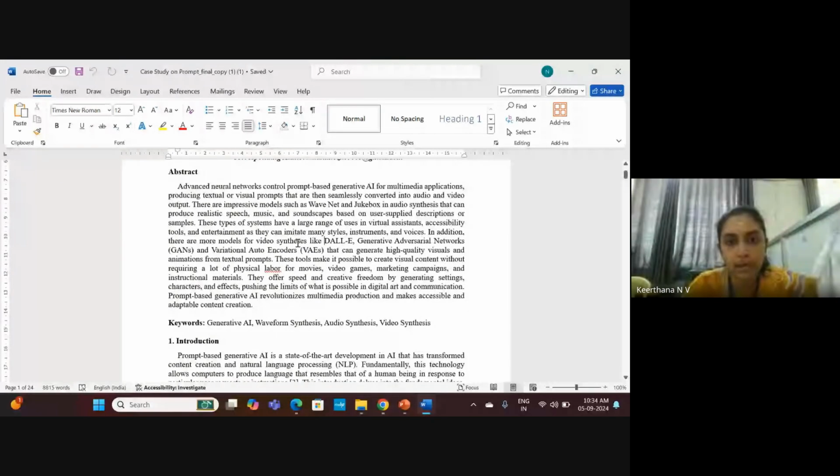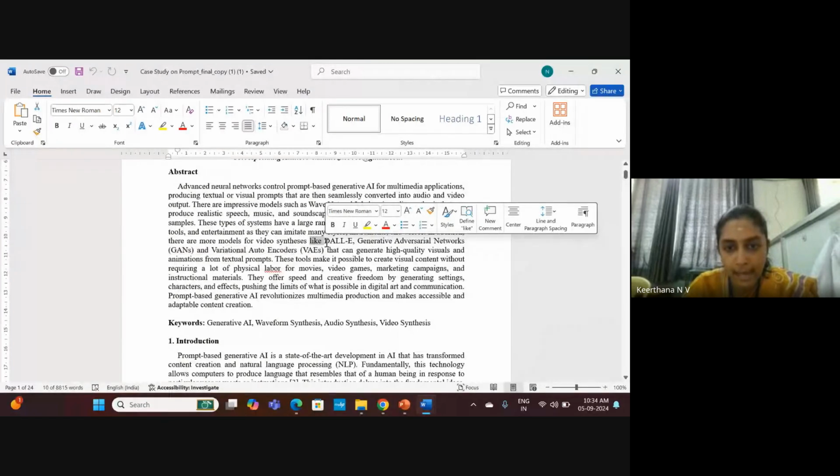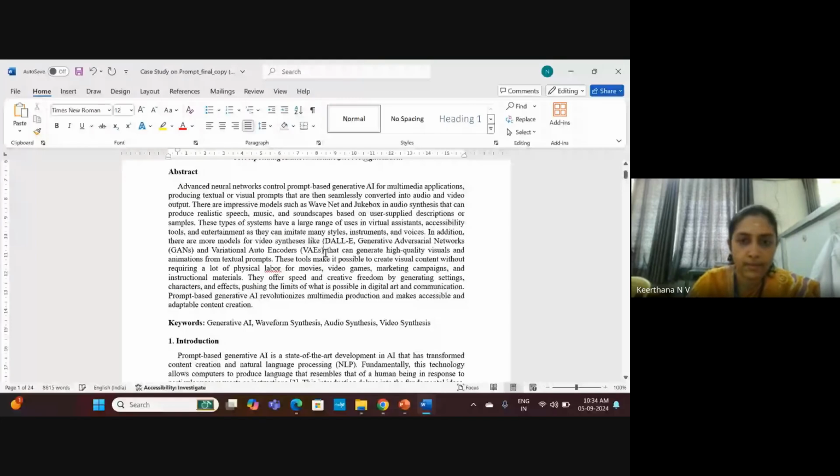See here, if you are representing these methods using a bracket like this, or you cannot use citations in the abstract part, so using a bracket like this means it will not produce plagiarism.